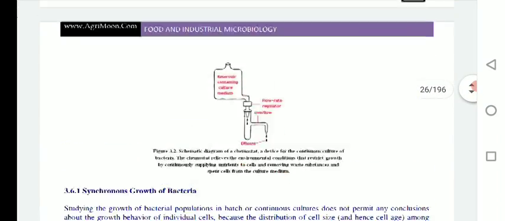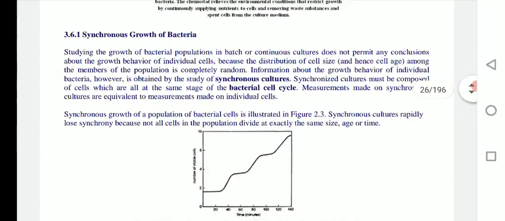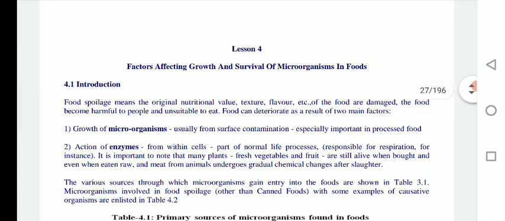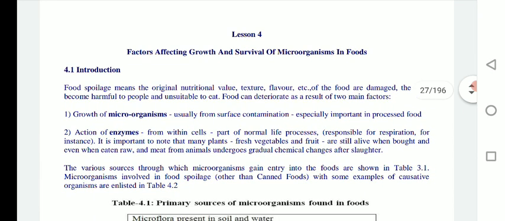We have to focus on the next point, that is factors affecting the growth and survival of microorganisms in food. We all know that microbial growth is affected by several factors like pH, temperature, and water activity. So how do these factors affect the growth of microbes, particularly in food? In this point we have to cover details regarding all these factors.